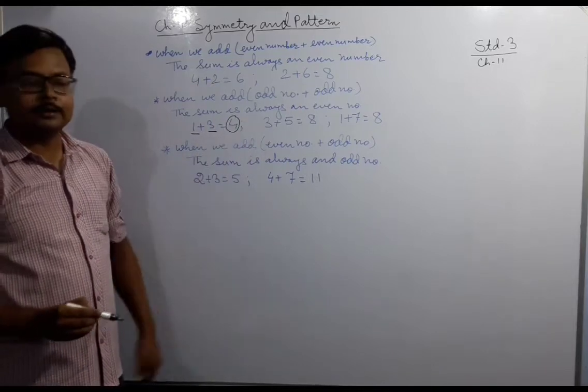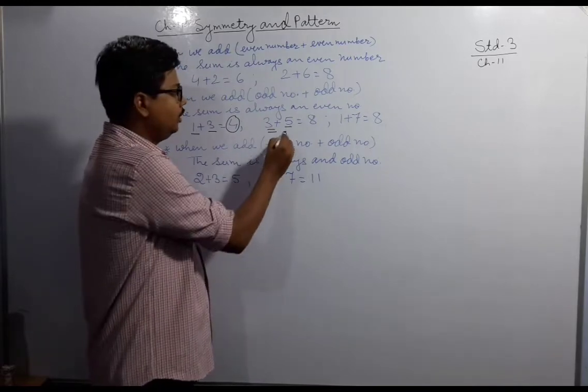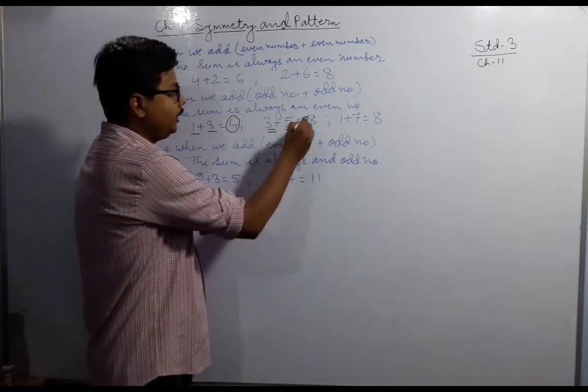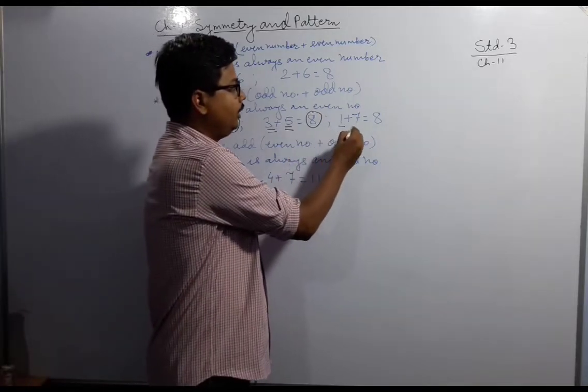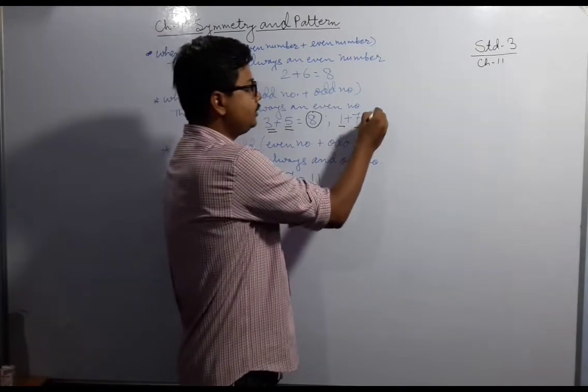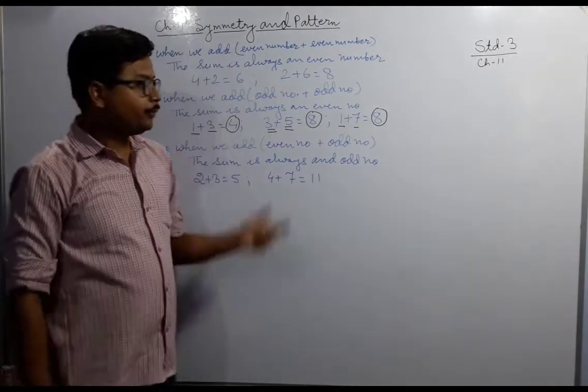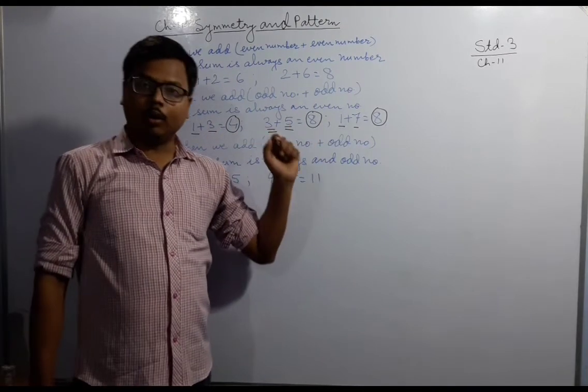Let us check another example. 3 plus 5. 3 is odd, 5 is also odd, but 8 is an even number. Next one, 1 plus 7. These both are odd numbers, but our answer is 8, that is an even number. Now next, come to the third one. When we add an even number plus an odd number.